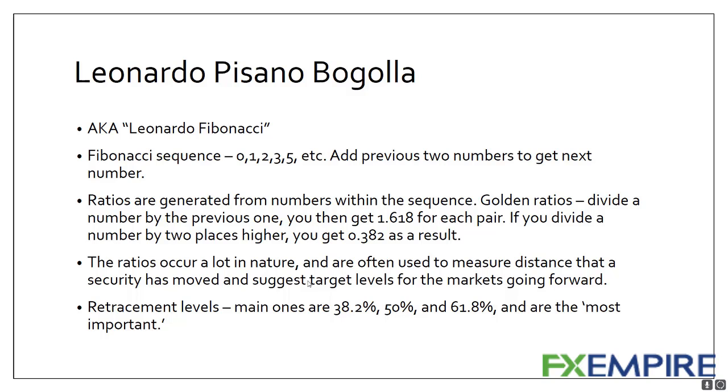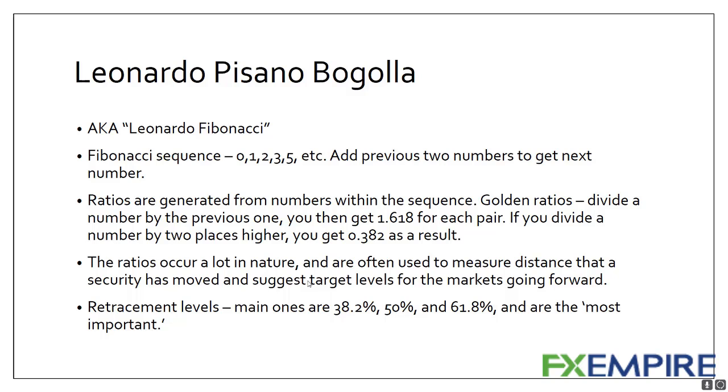The ratios do occur a lot in nature, and there are a multitude of examples that you can look into. A lot of them involve things like the way rivers bend, people's faces, like what's considered to be beautiful. There's also crops, as far as the way certain crops grow and how they mutate over time. And it's used as a measuring distance that a security's traveled and suggests target levels for the markets going forward as well. We also see support based upon it.